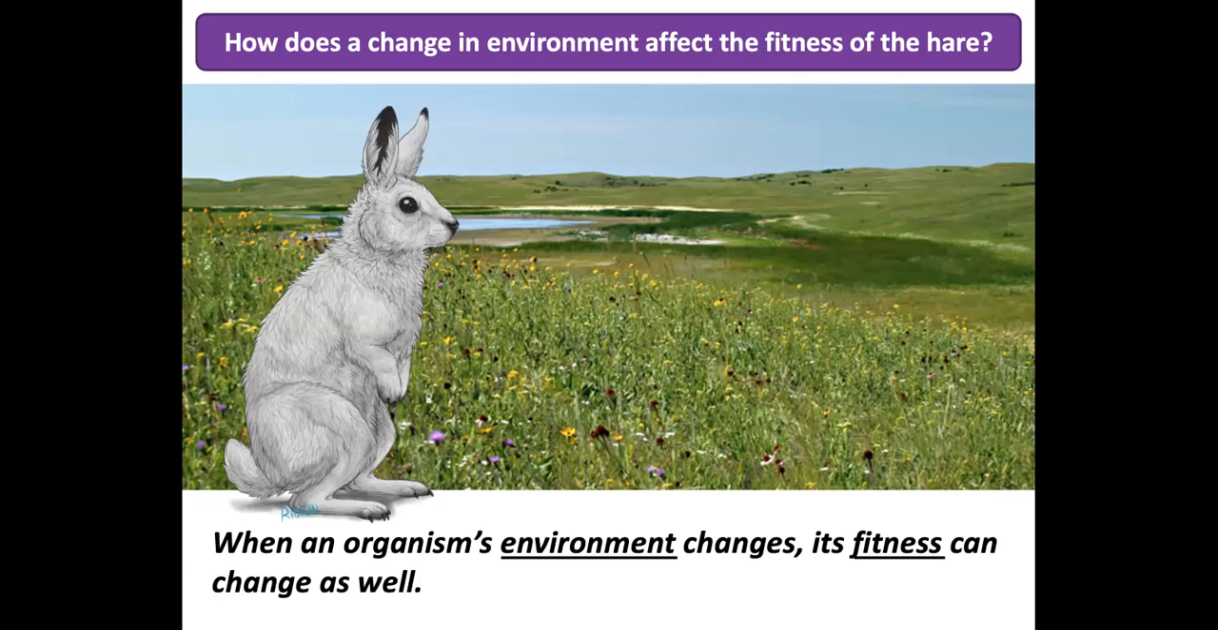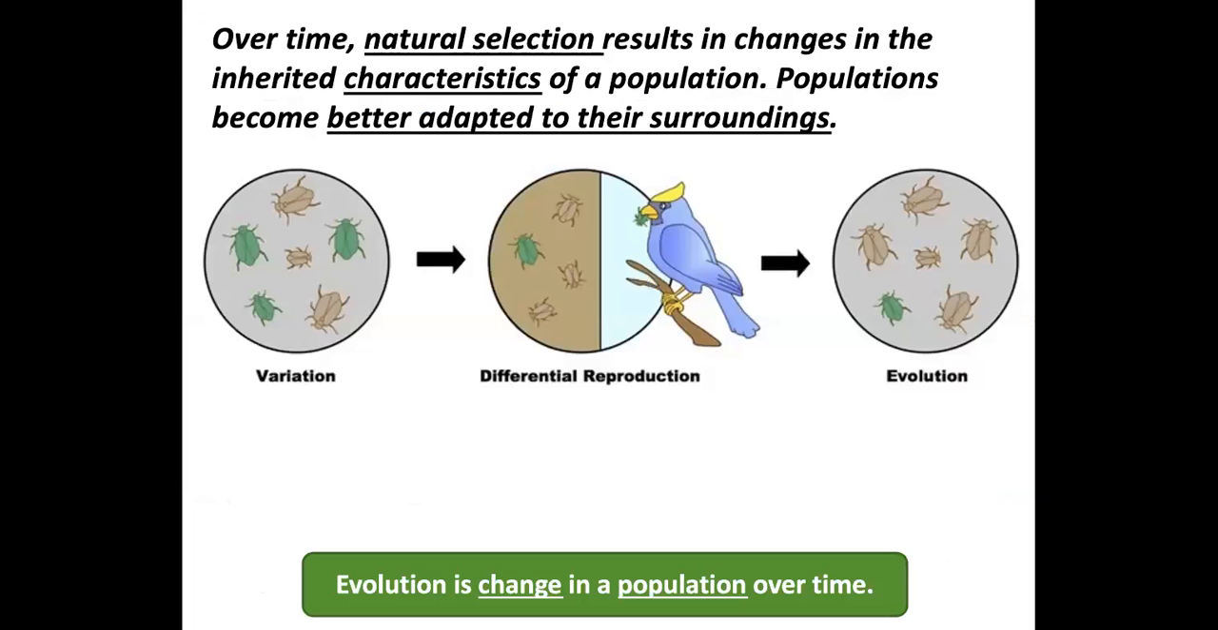So now we went from the Arctic to what? To spring, okay? We went to the complete opposite kind of environment. So over time, natural selection results in changes in the inherited characteristics of a population. So populations become better adapted to their surroundings. Before I pull up what happens under each picture, we're going to talk through it to see what we actually see.